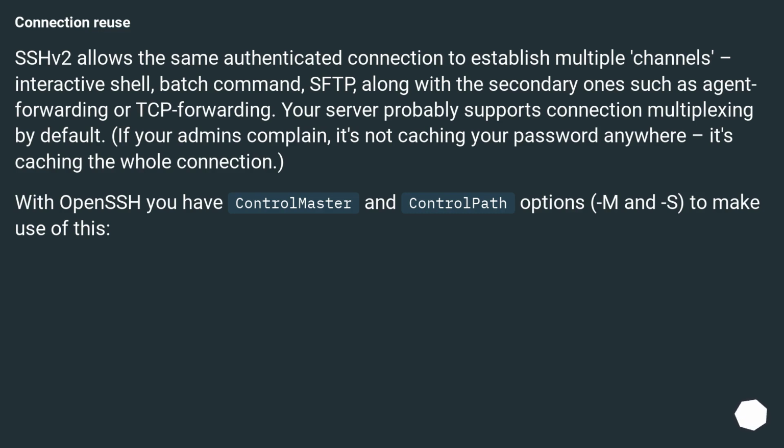Connection reuse. SSH v2 allows the same authenticated connection to establish multiple channels - interactive shell, batch command, SFTP, along with the secondary ones such as agent forwarding or TCP forwarding. Your server probably supports connection multiplexing by default. If your admins complain, it's not caching your password anywhere, it's caching the whole connection. With OpenSSH you have ControlMaster and ControlPath options, -M and -S, to make use of this.